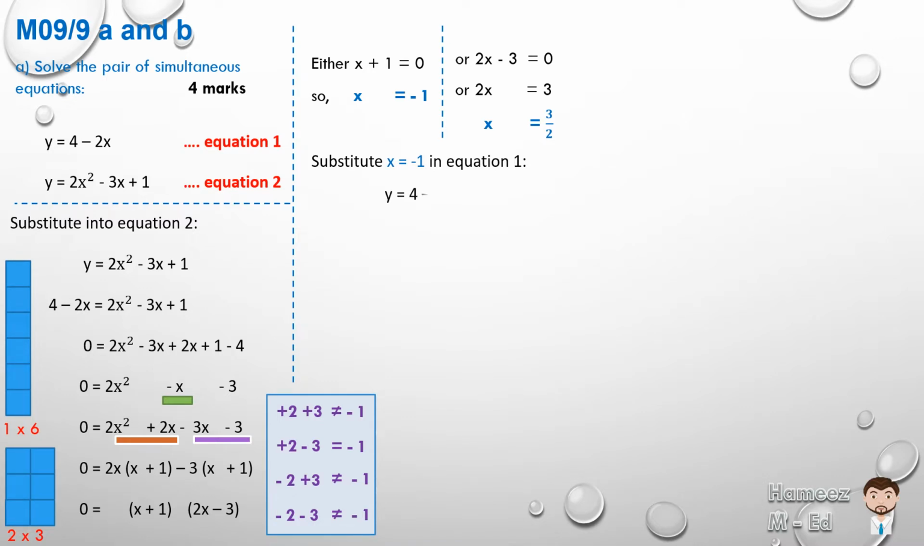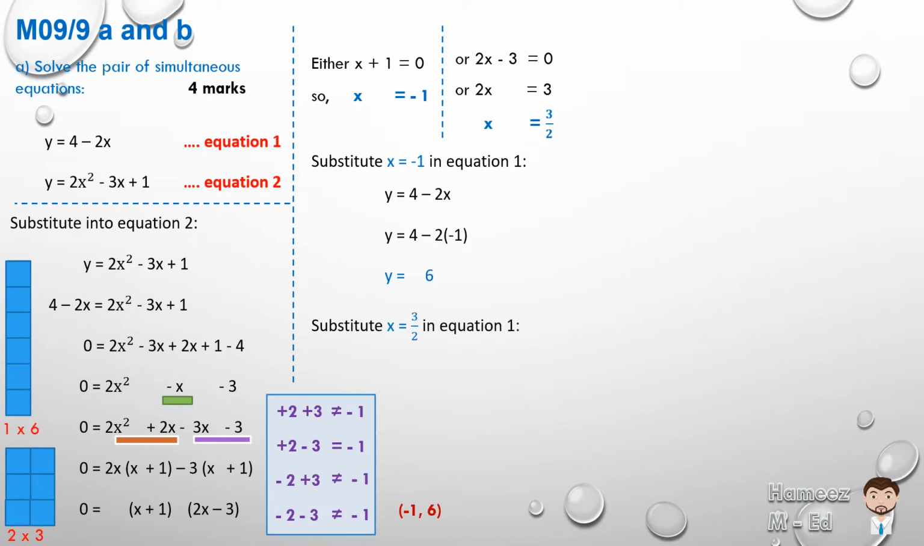So let's rewrite equation 1, y is equal to 4 minus 2x. And let's substitute, y is equal to 4 minus 2 by minus 1. 2 ones are 2. 2 negatives, same signs, mean a positive. So 4 plus 2, y is equal to 6. So we got the first coordinates of one point of intersection: when x is minus 1, y is 6.